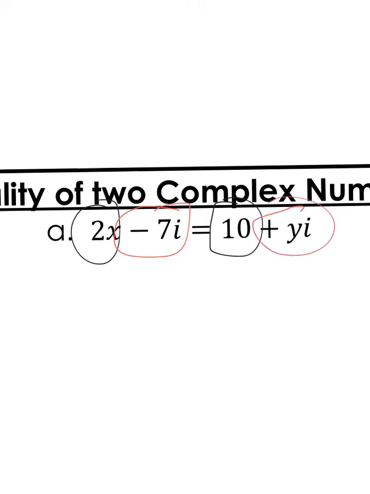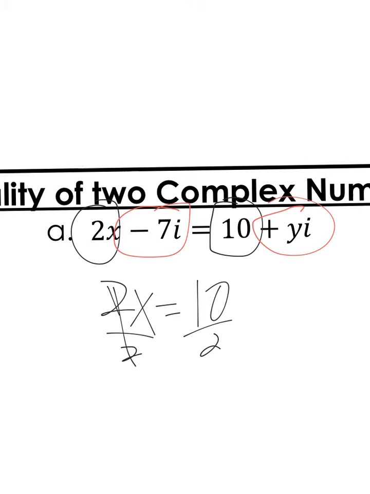The reason why you want to group your like terms together is because I can't solve for x if I'm using a term that's not similar to it. And I can't solve for y for the same reason. So look, you have 2x, and there's no i by it. That's why I circled 10, because there's no i by that. So I'm going to solve for x by doing this. 2x equals 10. Well, that's simple enough. Just divide by 2, you get x equals 5.